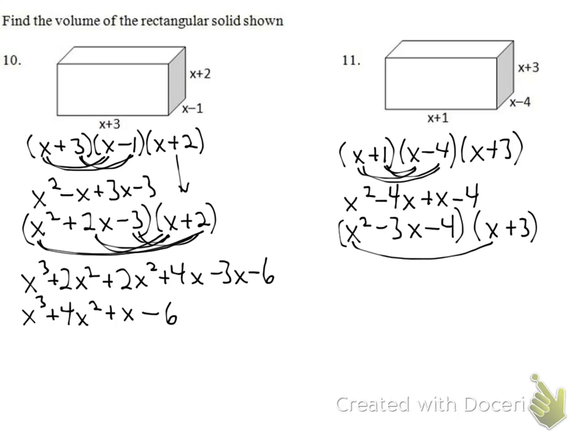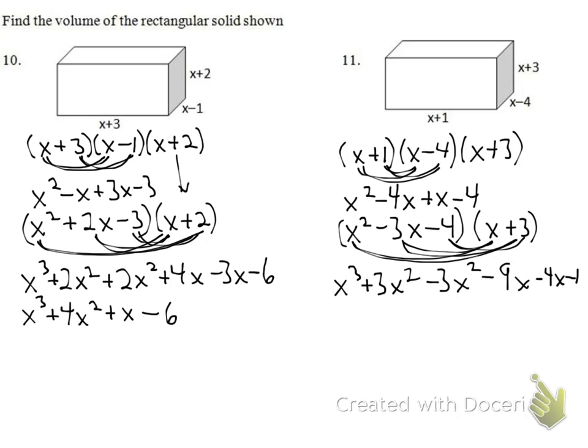Now the x times both terms gives me x cubed plus 3x squared. Then the negative 3x times both terms gives me negative 3x squared minus 9x. And last we get negative 4x minus 12. Combine my terms: x cubed, well, 3x squared and negative 3x squared becomes 0, so I don't need that. Minus 9x and 4x is negative 13x minus 12. And there's my solution for that one.